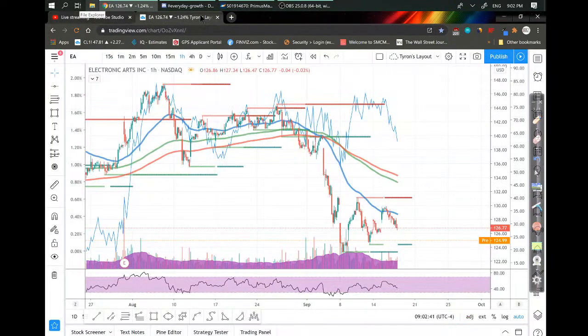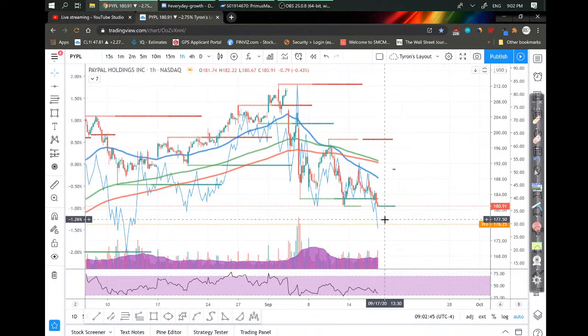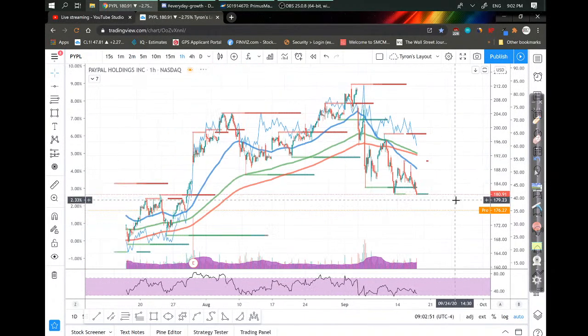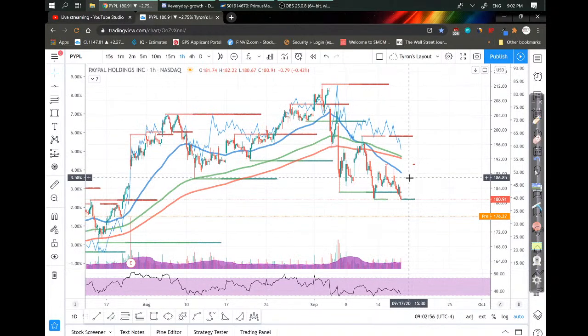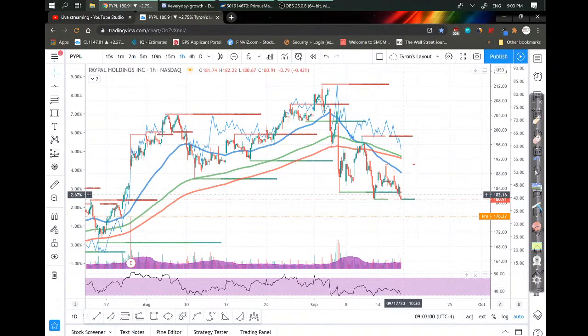And then PayPal. Also the same thing, right? See, the majority of you guys try to catch the bottom, and this is what you've got to realize: you cannot catch the bottom. You wait for the confirmation, and then you execute. You have to be patient, okay? How do you know this is the bottom?